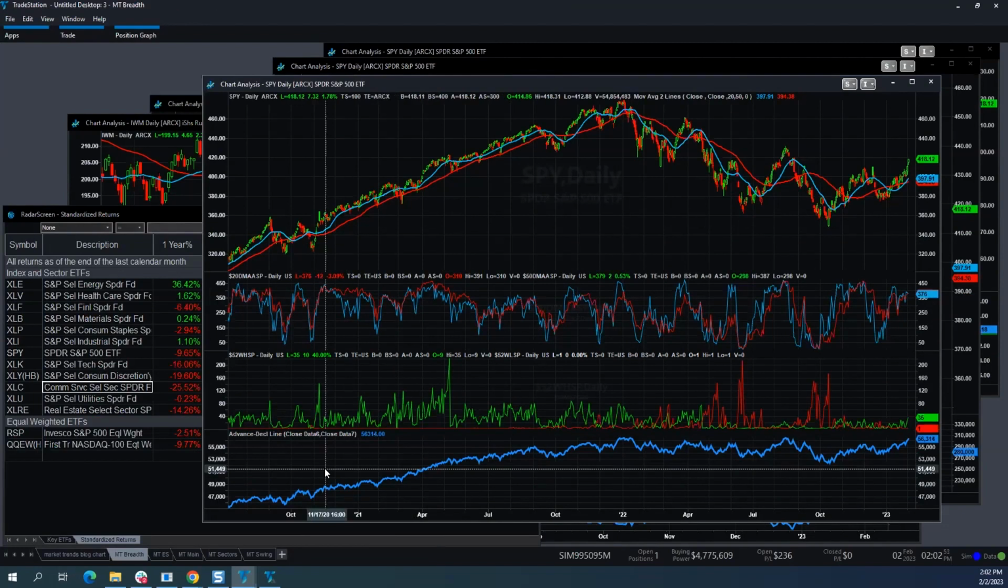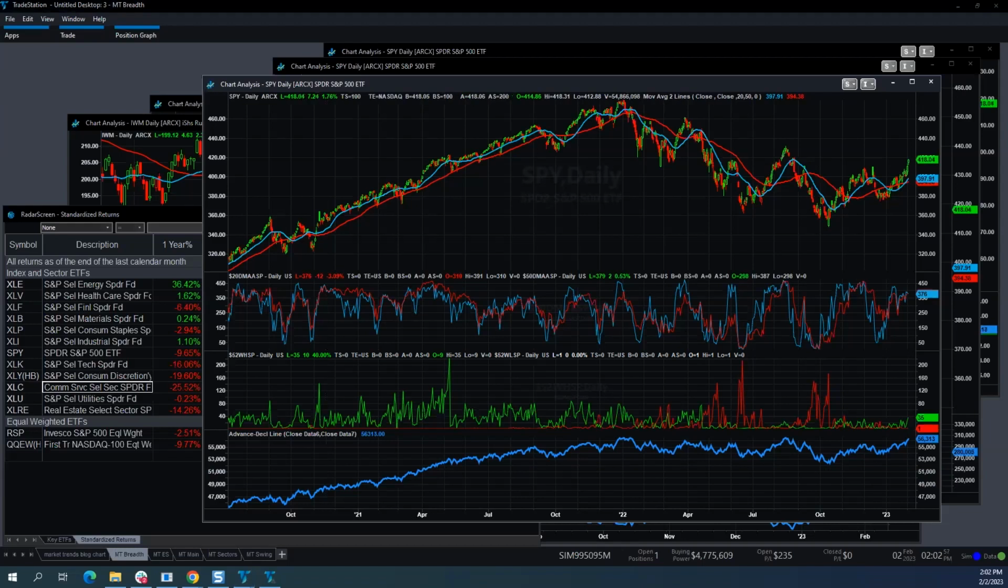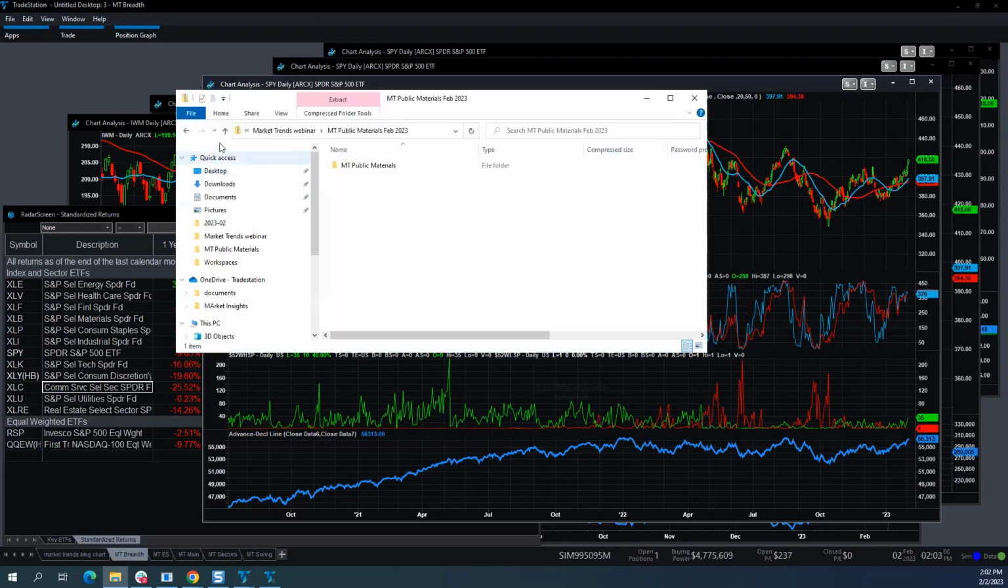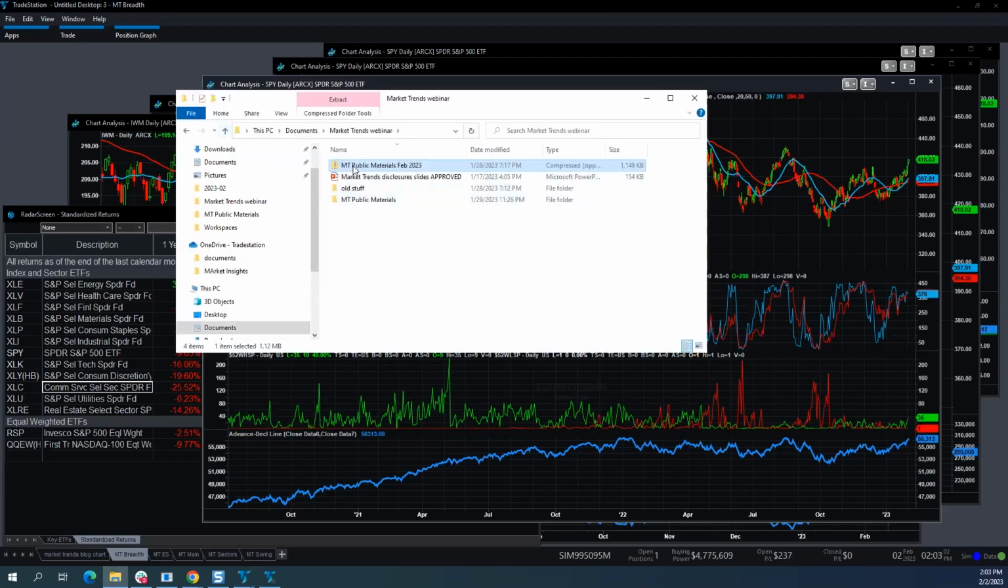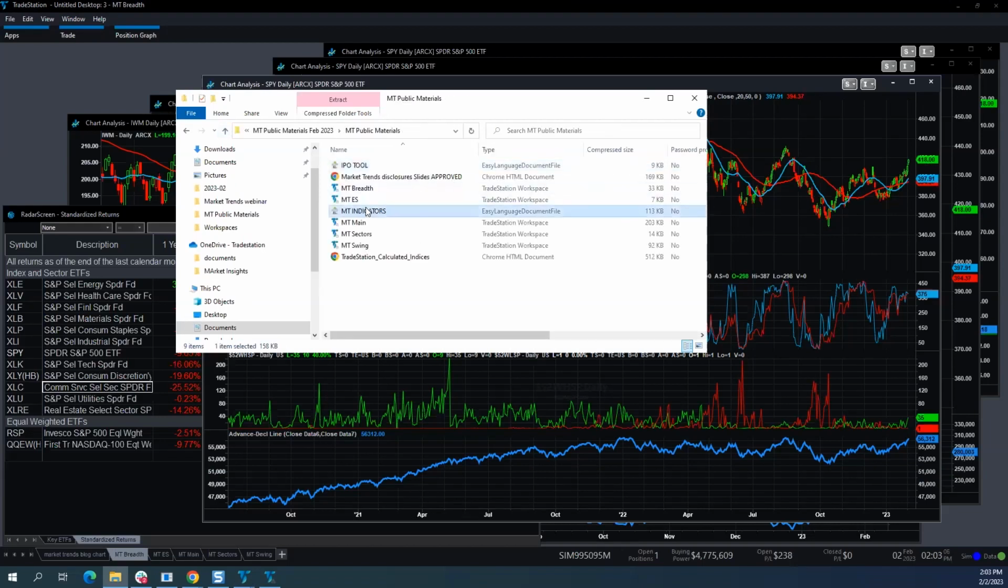By the way, if you're not entirely sure how this works, I will very quickly show you. If you go to the zip file that I share with you, you'll open it up and it will have another folder inside of it, and then a series of indicators. IPO Tool is just a little one that we're going to use down the road. And then MT Indicators has a whole bunch of items in it. Then it has a series of workspaces, which I have opened up down here.